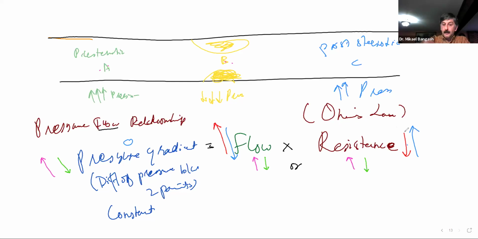Did you guys get that? But the product of these two here is going to determine the pressure gradient, which was the difference of pressure from point to point. What we mainly said to establish this relationship is that we want to keep this pressure gradient constant, the difference between the pressure of A to B, B to C. We want to keep that constant.